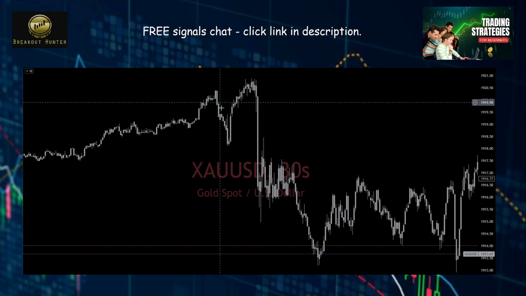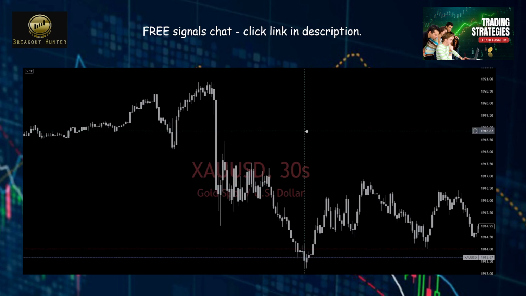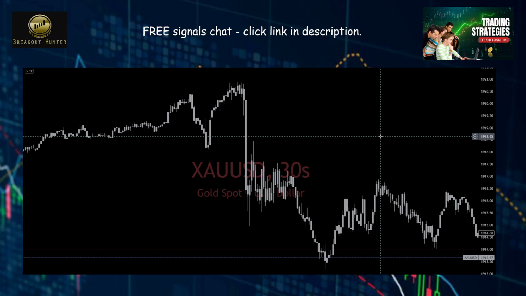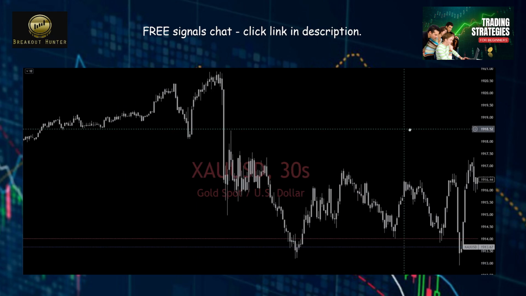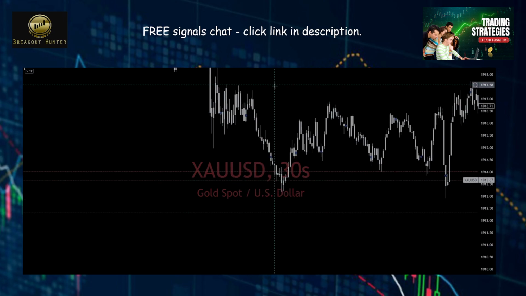Here's another one right here. This one gave you no time on the break of structure though. So I trade confirmed, validated setups. So this would be your change of character, break of structure right here. This drops all the way down, rejects here, and then it drops down here.